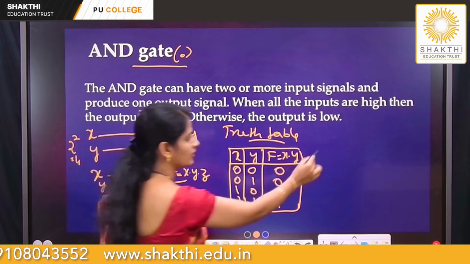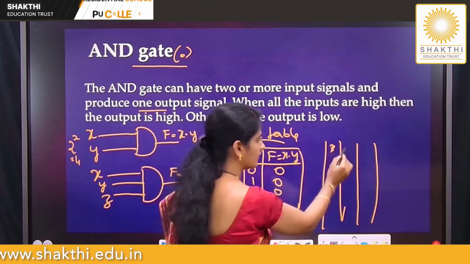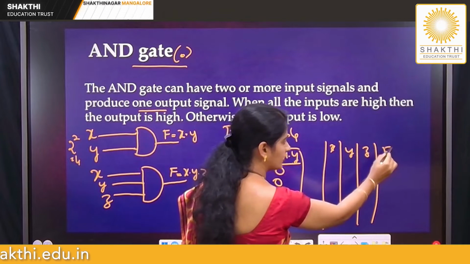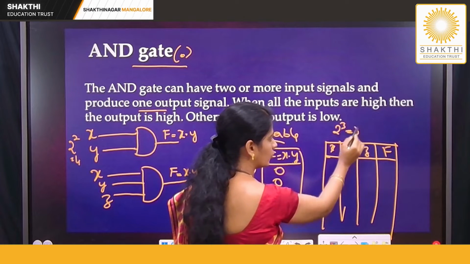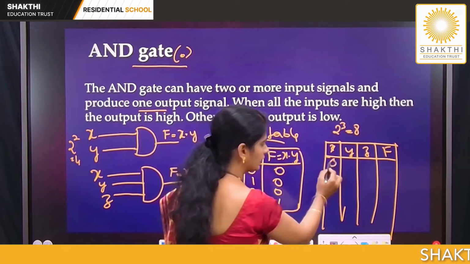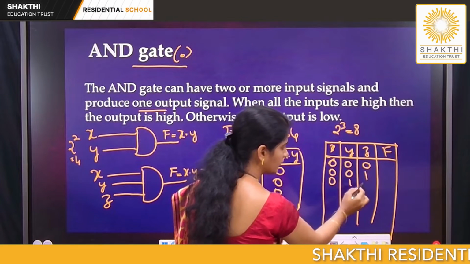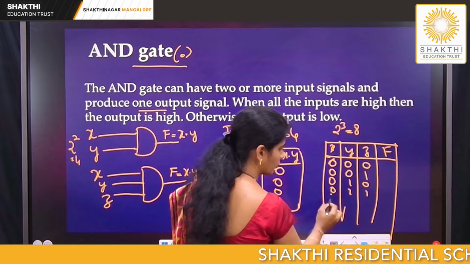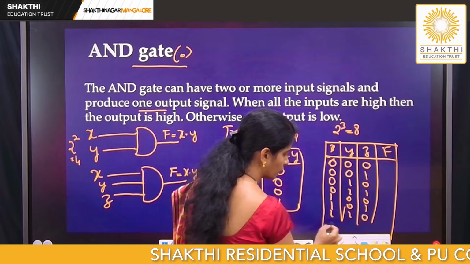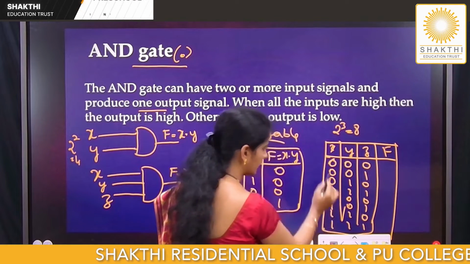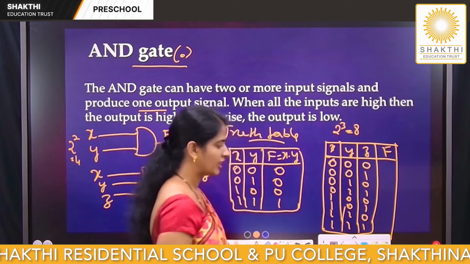So let's see how the 3 input gate looks. So we have X, Y, Z. I'm going to just write F here. So what are the input combinations? We have 2 to the power 3 is equal to 8 input combinations. This can be simply written as 000, 001, 010, 011, 100, 101, 110, 111. You can see here 1, 2, 3, 4, 5, 6, 7, 8 combinations or possible input values.